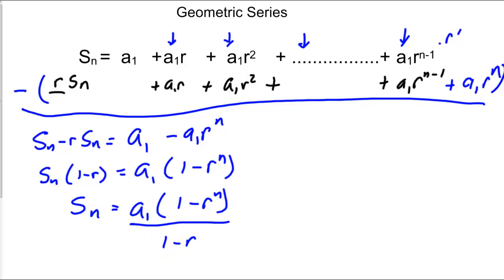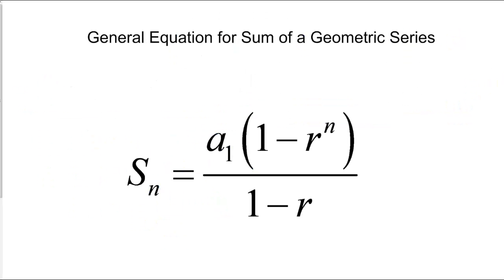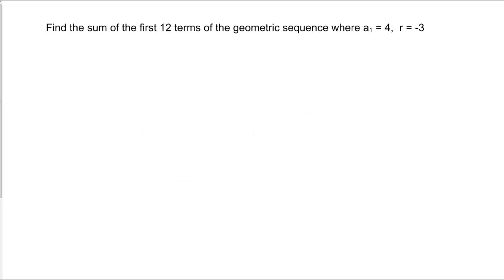Again, it was all done by a 10-year-old. And this is what we came up with. So once again, that's the sum of n terms. The first term, the ratio, the number of terms. And let's use this to find a few more sums, this time of geometric series. So we're going to find the sum of the first 12 terms in a geometric sequence.